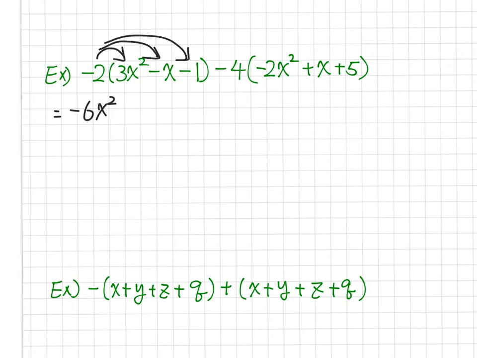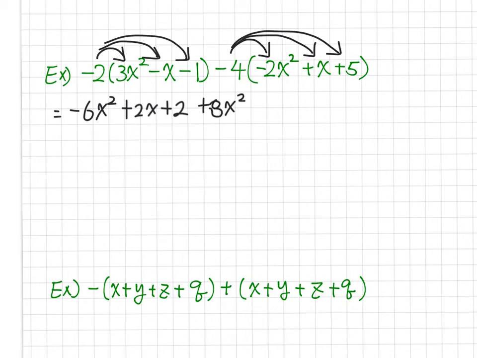And then we have positive 2x and plus 2. Okay, that's because negative 2 times negative 1x gives me positive 2x. And same thing applies for negative 2 times negative 1. And then we have negative 4. So negative 4 times negative 2x squared, negative 4 times positive 1x, negative 4 times positive 5. So this gives you positive 8x squared. That's because negative 4 times negative 2 gives me positive 8. X squared simply just follows along. Then we have negative 4x minus 20.